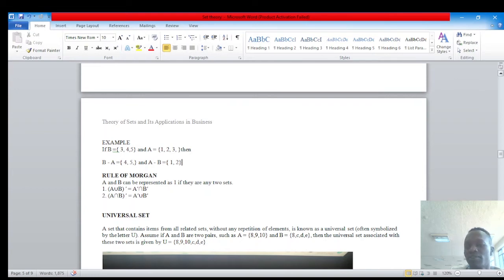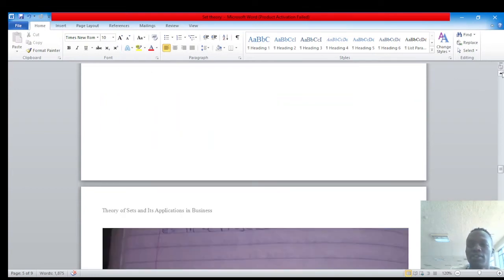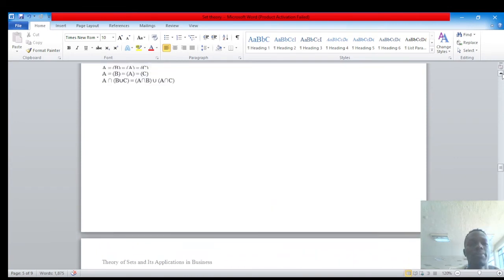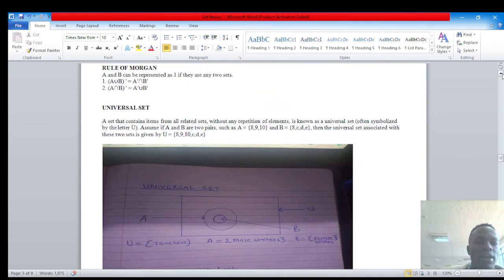So we have a universal set. The universal set is a set that contains items from all related sets without any repetition of elements. Okay, it contains all elements but they are not repeated. It's represented by the letter U.